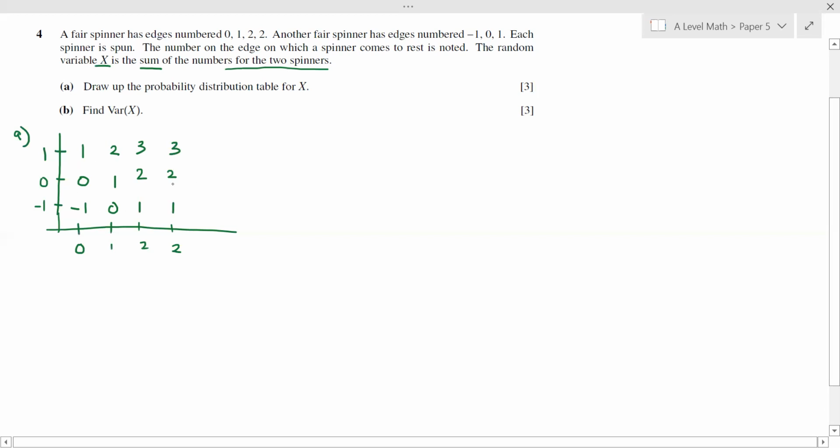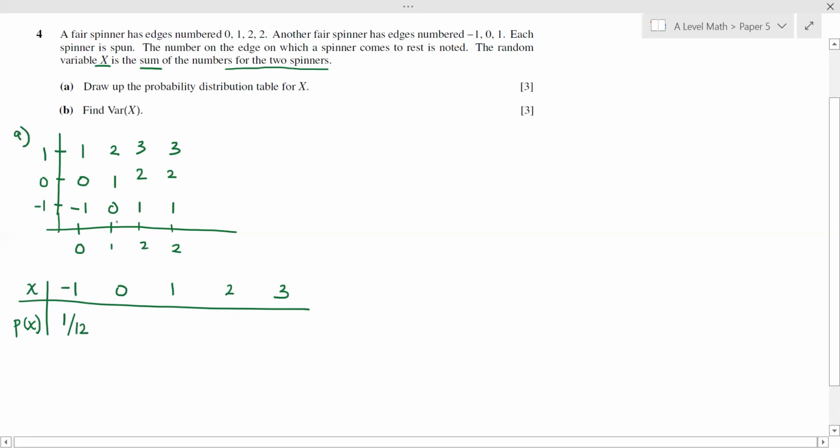All these numbers are the possible values for x. So x takes values from -1 through 3. And to draw a probability distribution table for x, we have x and the probability values. X has values -1, 0, 1, 2, and 3. If we look at this diagram, there are 12 possible outcomes, and only one of them has a value of -1. So the probability of obtaining -1 as the sum is 1 out of 12.